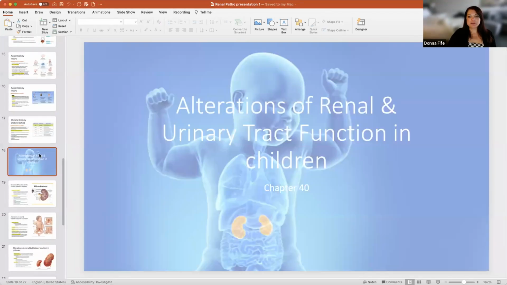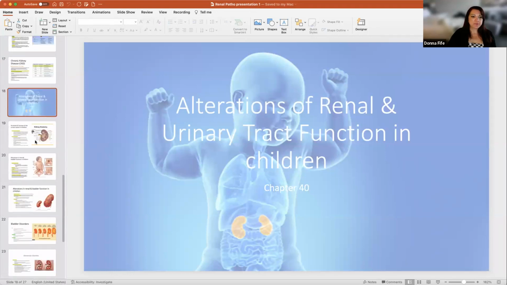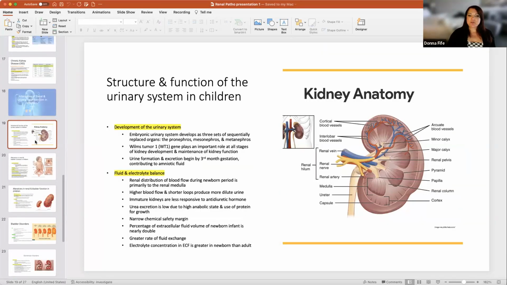Okay, we'll look at alterations in renal and urinary tract functions in children. Structure and function of the urinary system in children. The embryonic urinary system develops as 3 sets of sequentially replaced organs: the pronephros, mesonephros, and the metanephros. The Wilms tumor 1 or WT1 gene plays an important role at all stages of kidney development and maintenance of kidney function. Urine formation and excretion begins by the 3rd month of gestation, and this contributes to the amniotic fluid.